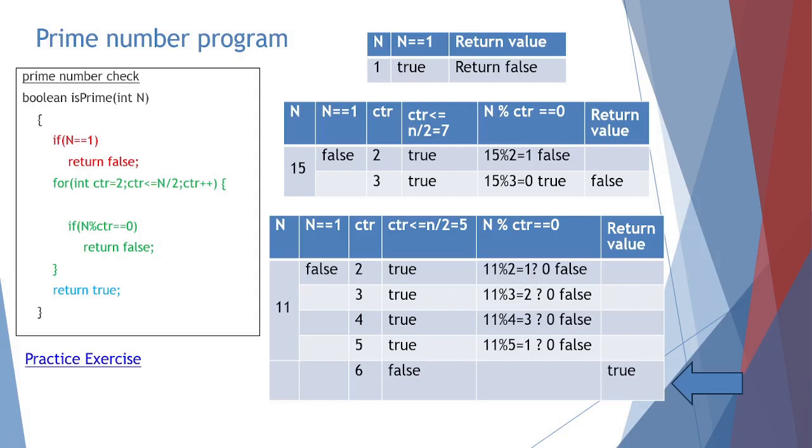Remainder is 3, not equal to 0. False. 11 modulo 5. 5 2s are 10. 1 is the remainder, not 0. But CTR becomes 6 and our loop condition becomes false. When the for loop has executed all iterations, it comes to the next statement, that is, return true. That means 11 is a prime number. Now let's see the practice exercise.